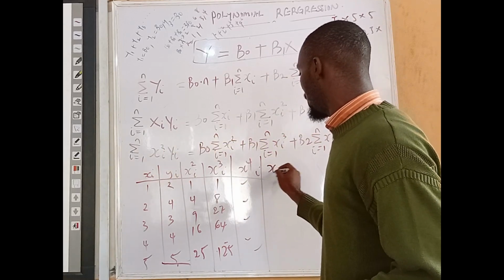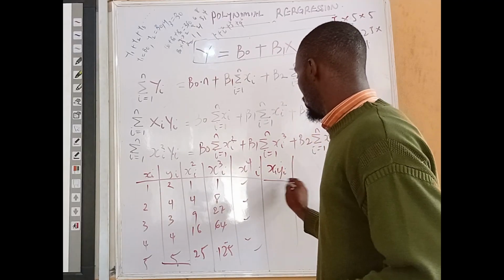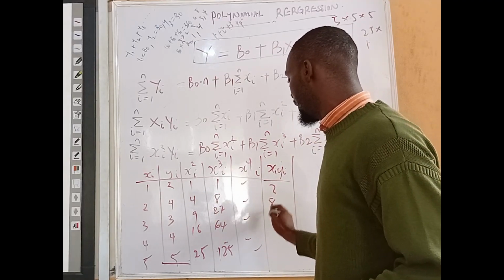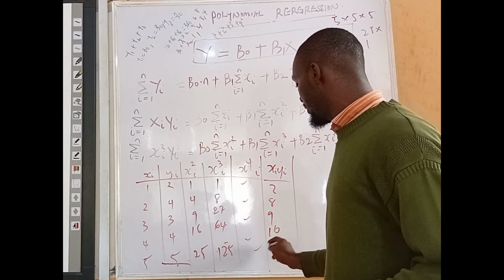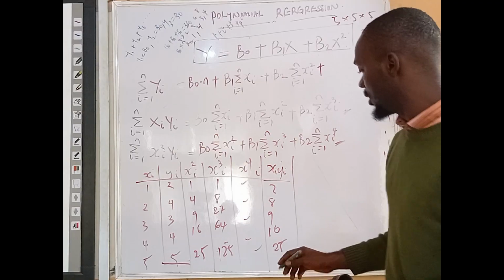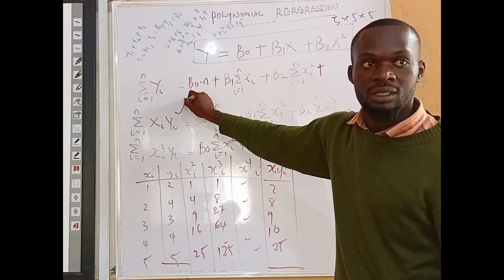So now have S and y column. You do 1 times 2, 2; 2 times 4, 8; 3 times 3, 9; 4 times 4, 16; 5 times 5, 25. We want to sum this now. We've gotten this one.